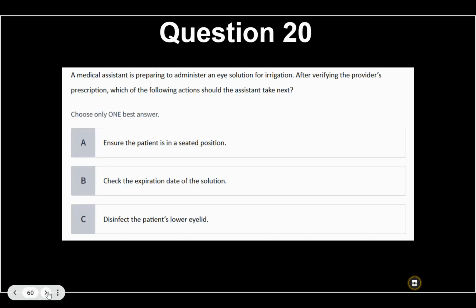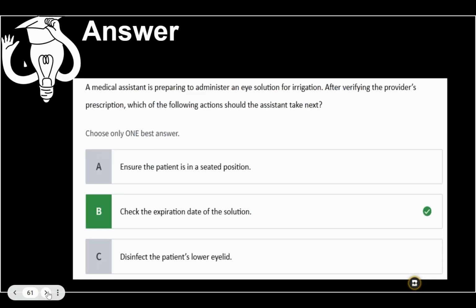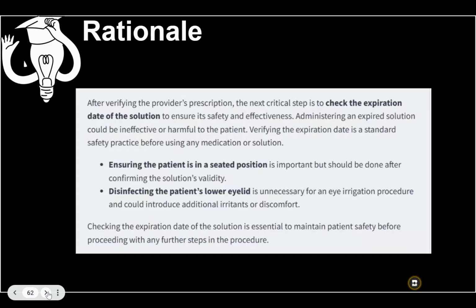Last question, you guys. Question 20. A medical assistant is preparing to administer an eye solution for irrigation. After verifying the provider's prescription, which of the following actions should the assistant take next? A, ensure the patient's in a seated position. B, check the expiration date of the solution. Or C, disinfect the patient's lower eyelid. If you said B, to check the expiration date of the solution, then you are correct.